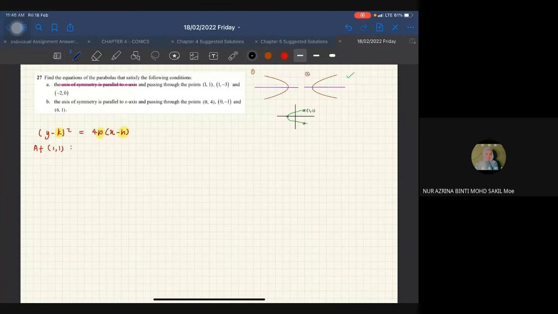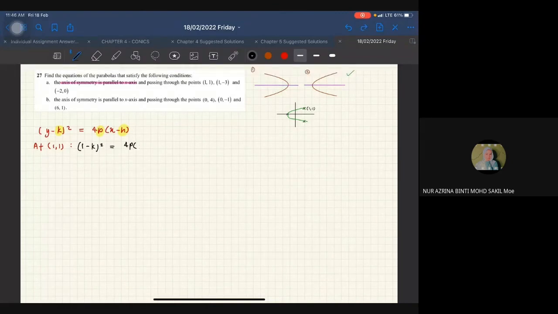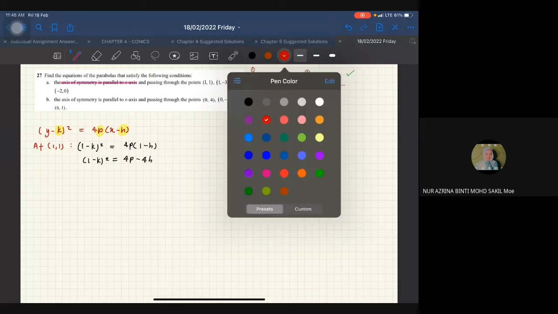So at 1, 1, you have (1 minus k) square is equal to 4p and then x minus h, sorry bukan x, okay, ni saya cakap dia akan confuse. Okay, so nilai x tu yang kita ganti masuk. You have 1 minus h. Okay, so now let's expand the right hand side. Kita jangan expand yang left tu lagi, nanti dia confusing. So you have (1 minus k) square equal to 4p minus 4ph. Oops, sorry, it's 4ph. Okay, this is your first equation.